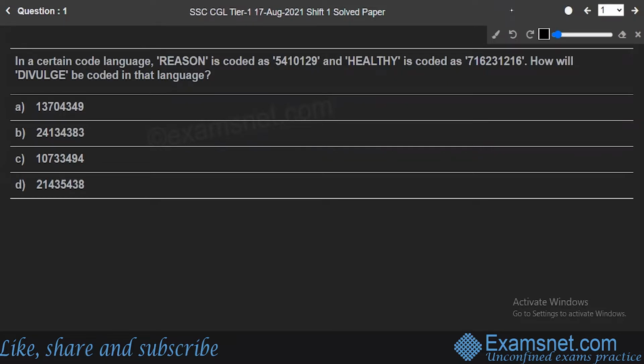Today we'll be talking about the SSC CGL Tier-1 17 August 21 Shift 1 paper. This paper has about 100 questions. There are four different types of questions: mathematics, English, mental ability, and GK. So let's start with the paper.